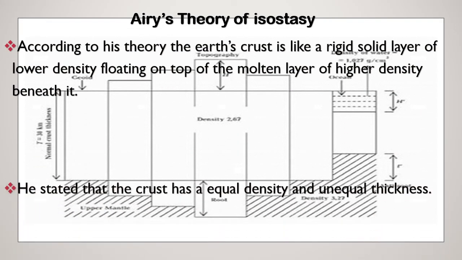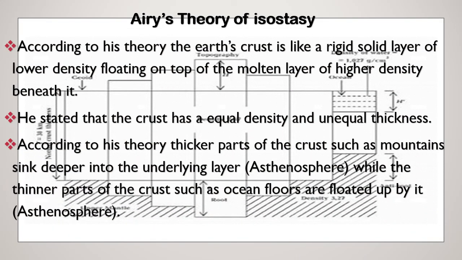First, Airy's theory of isostasy. According to his theory, the Earth's crust is like a rigid solid layer of lower density floating on top of the molten layer of higher density beneath it. He stated that the crust has an equal density and unequal thickness. According to his theory, thicker parts of the crust, such as mountains, sink deeper into the underlying layer, the asthenosphere, while the thinner parts of the crust, such as ocean floors, are floated up by it.